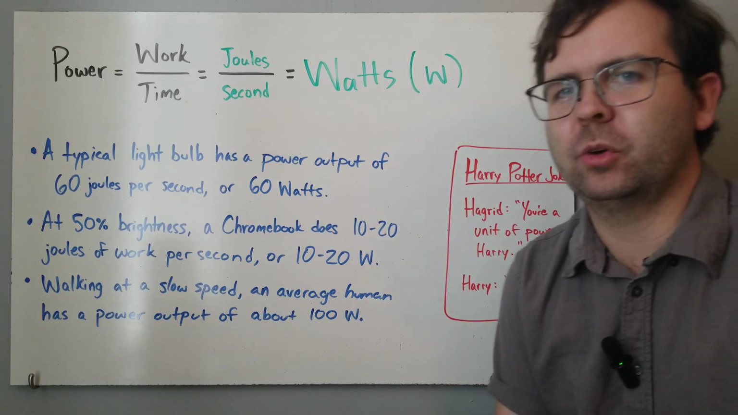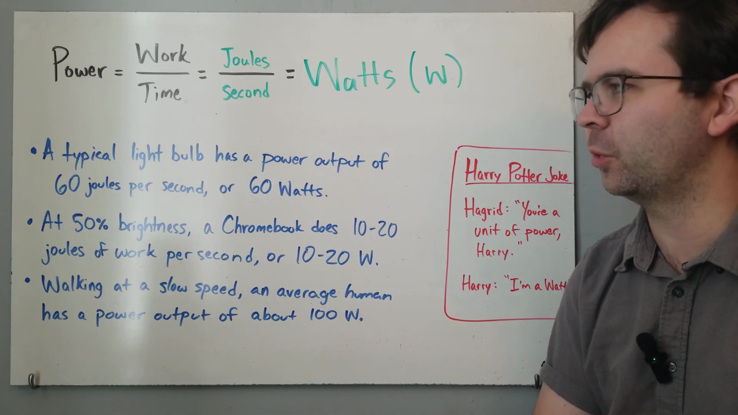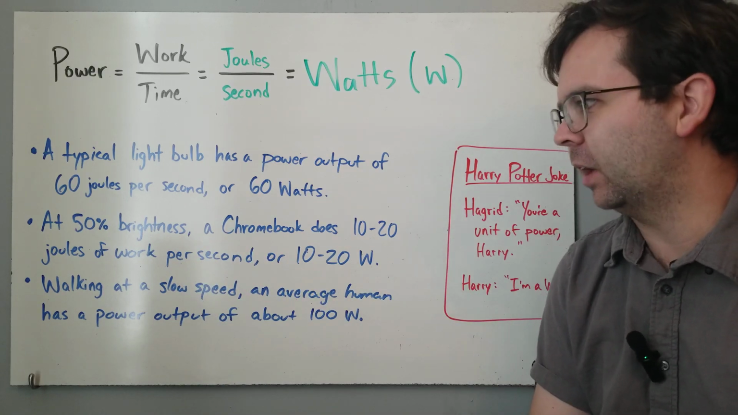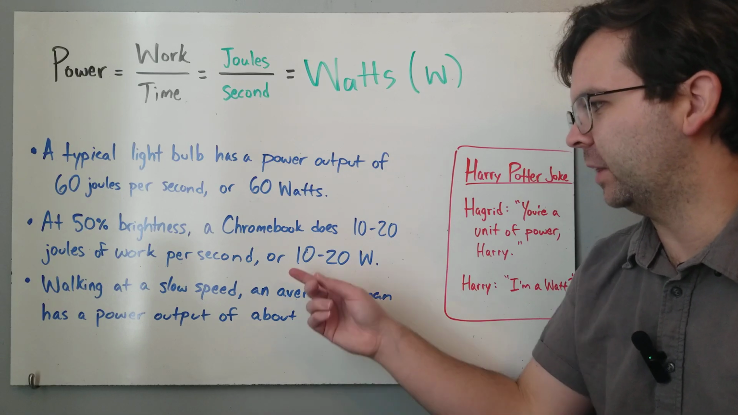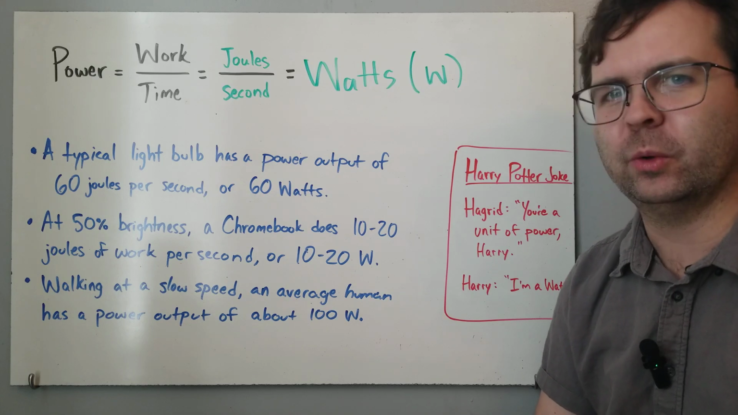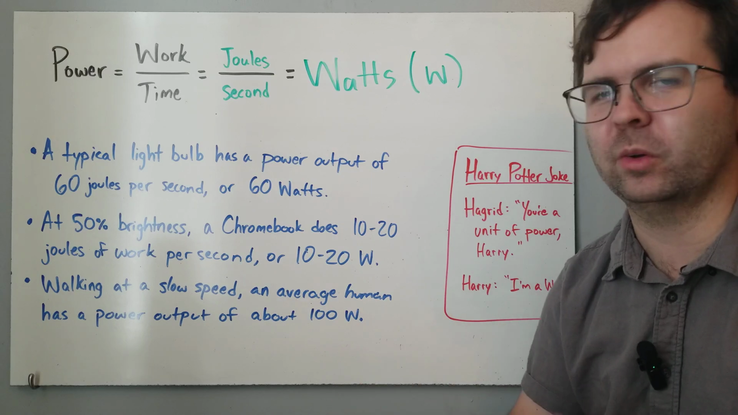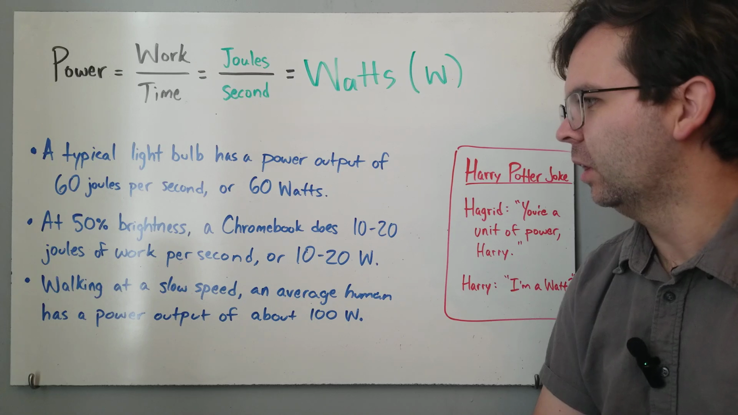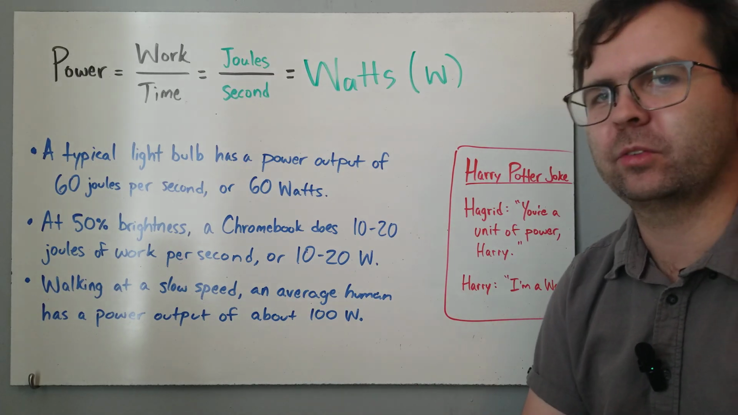Just to give you an idea of how much 1 watt of power is, a typical light bulb has a power output of 60 joules per second, or 60 watts. At 50% brightness, a Chromebook, I think, typically does 10 to 20 joules of work per second, or about 10 to 20 watts. This, of course, varies based on if you're running a certain application. Phones can do more power output if they have a high brightness and they're playing a video and doing all kinds of other things. So it depends on how much work you're putting through a computer. Walking at a slow speed, an average human has a power output of about 100 watts, to give you an idea.